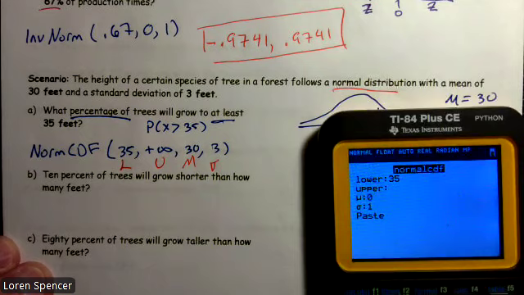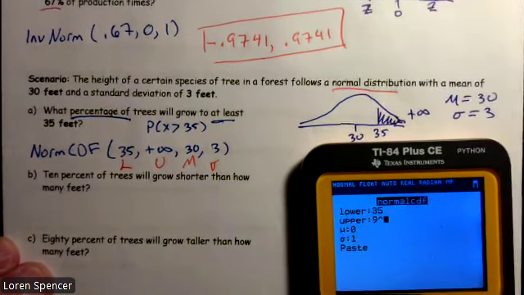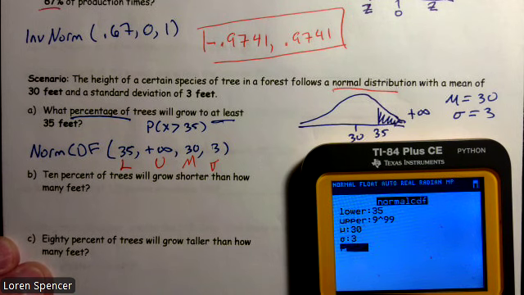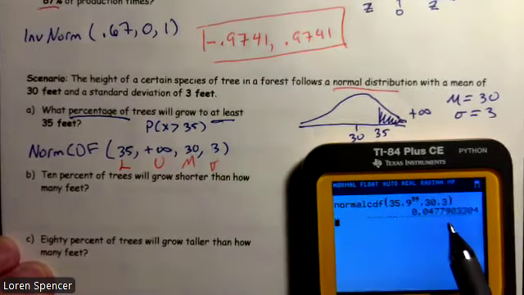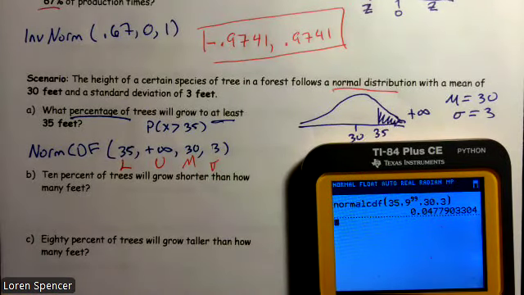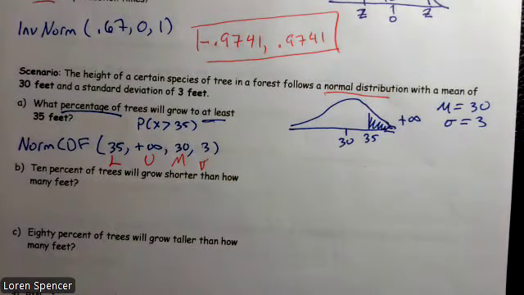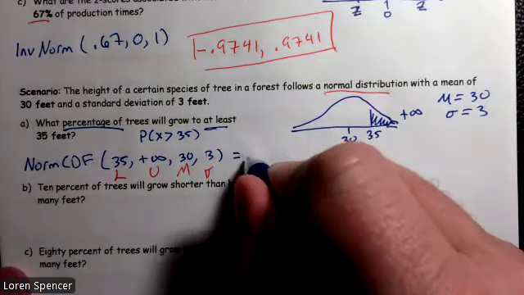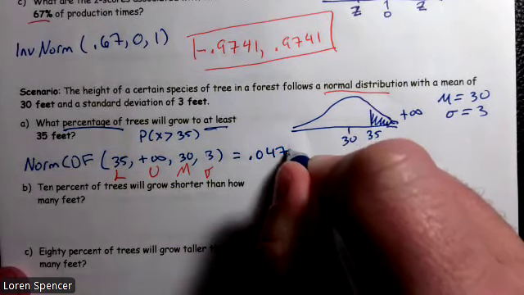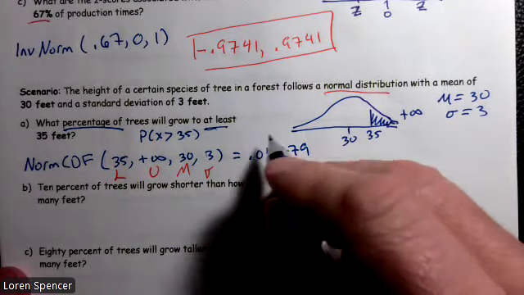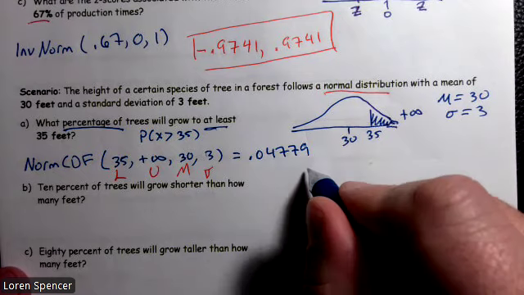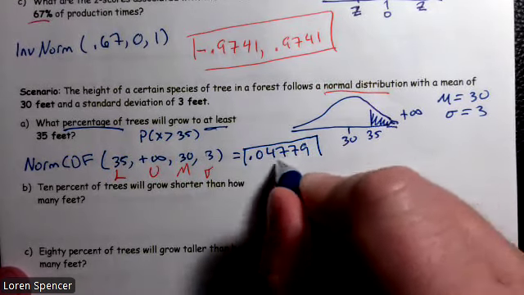35, upper 9 raised to the 99th. That's the largest number it'll take. Mean of 30, that's the actual mean, standard deviation of 3. We only use the 0 and 1 if we're looking for z-scores. Here we're looking for actual values. Press enter. And we end up getting 0.04779. All right. So that's our probability. We could have changed it back into a percent, but we'll just leave it just like that.